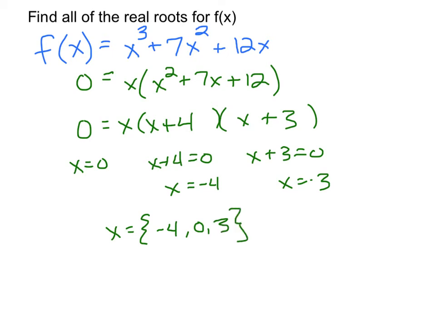You can also write them as x-intercepts. So let's say the x-intercepts are (0, 0), (negative 4, 0), and (negative 3, 0).